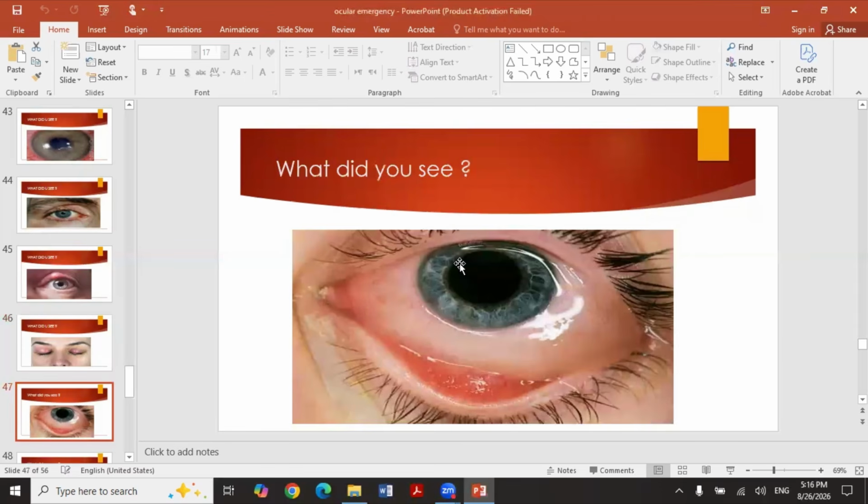Another case. What did you see here? Doctor. This is chemosis. Yes, chemosis. It's a case of conjunctival chemosis, conjunctival swelling. Okay, for me, this is not an urgent or emergency case.